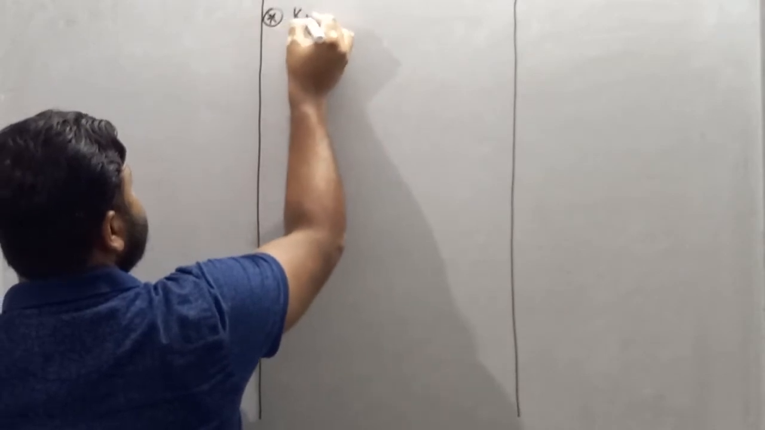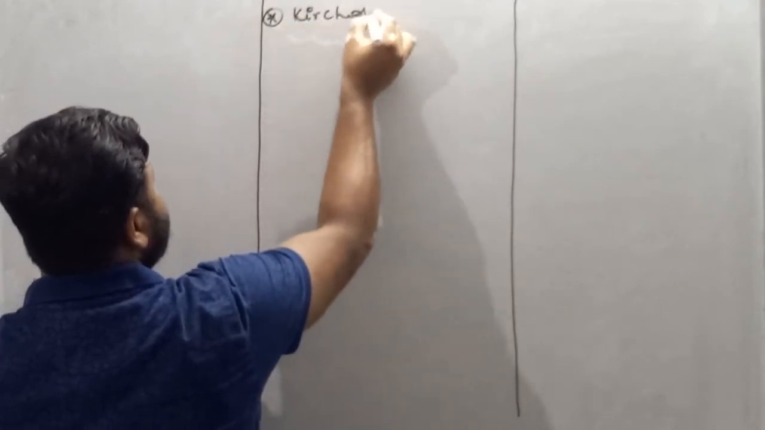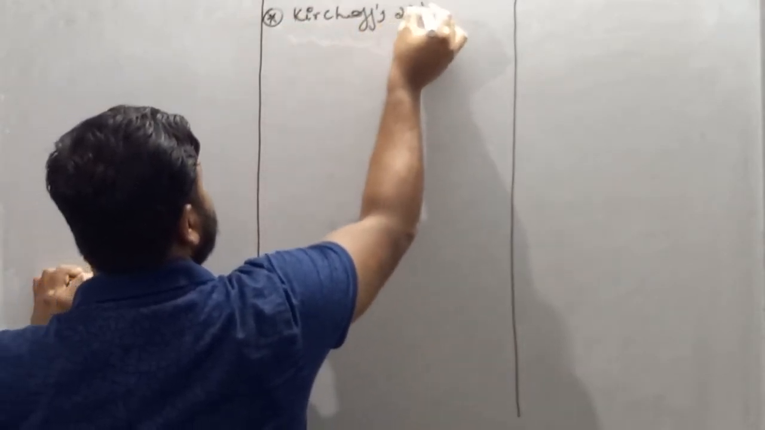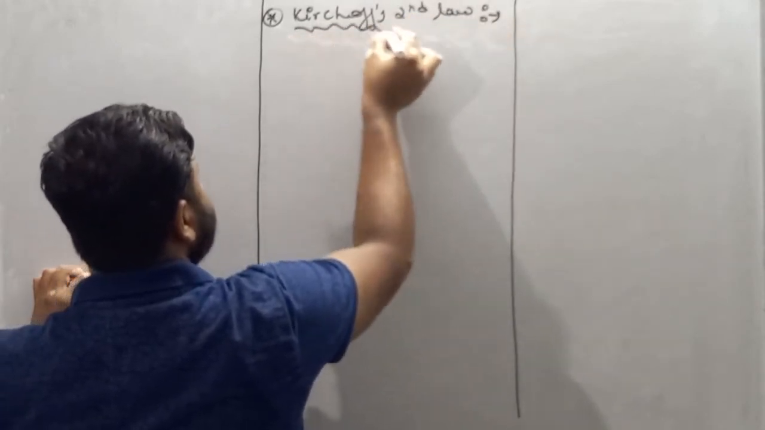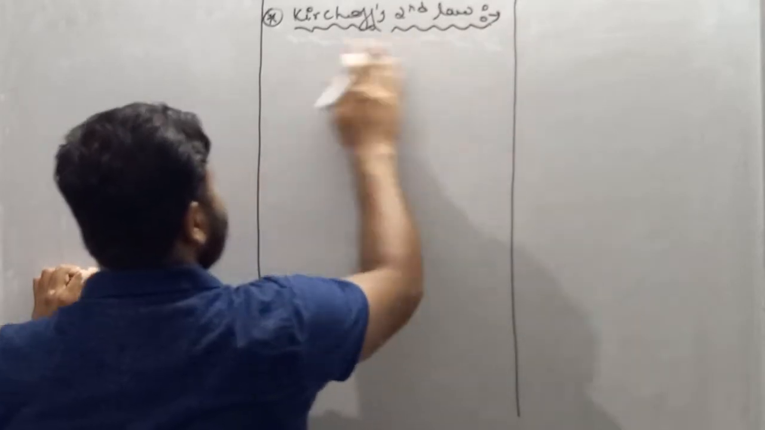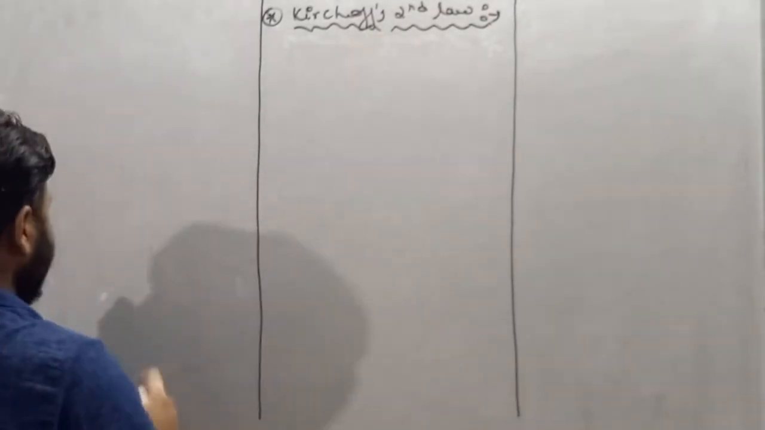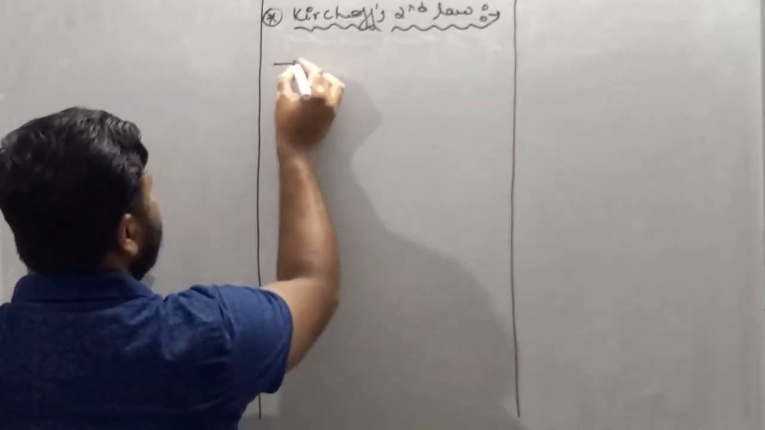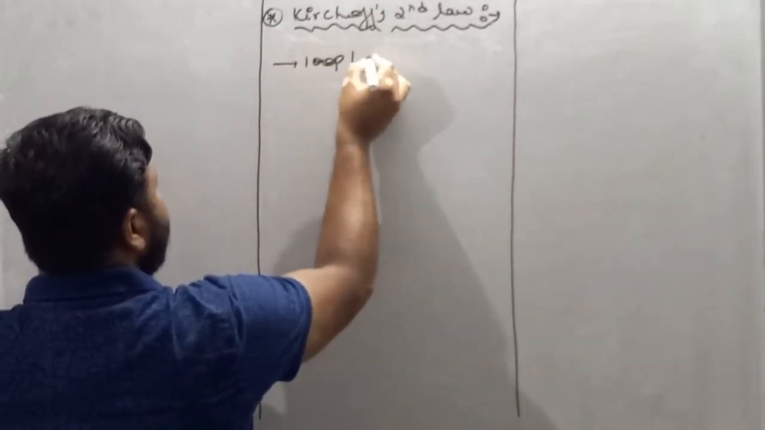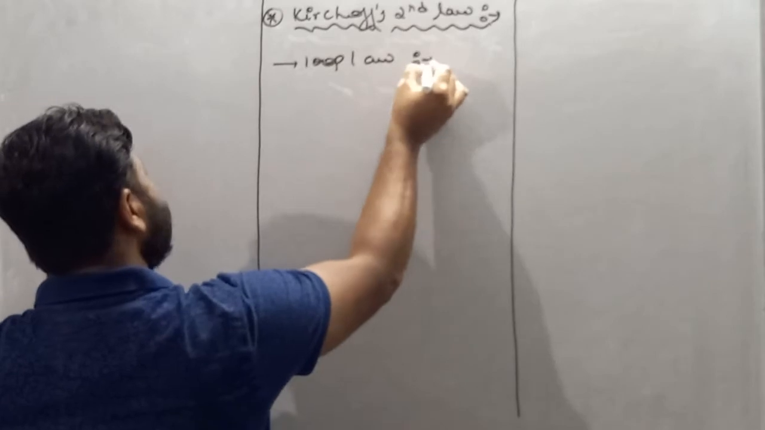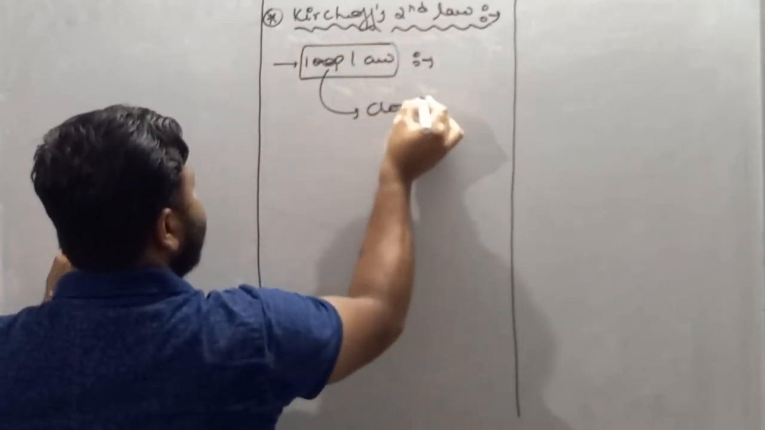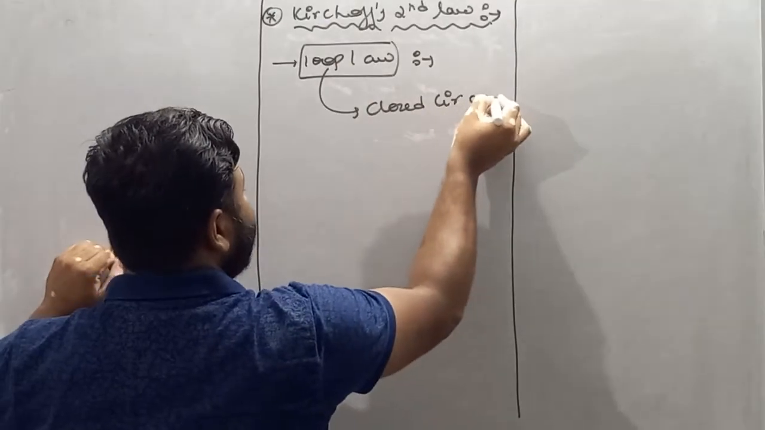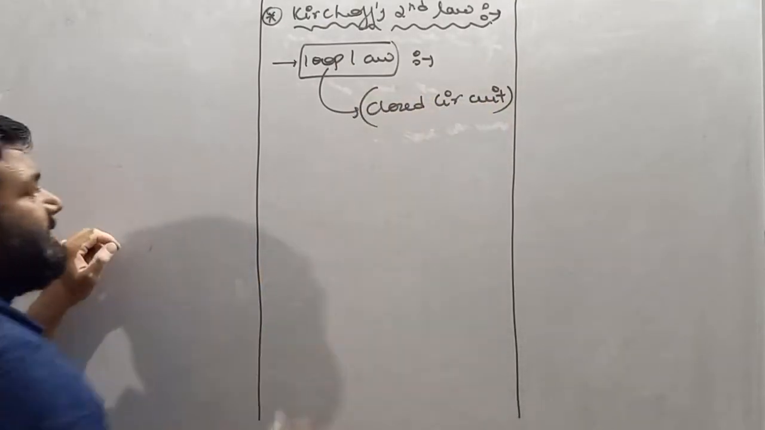So here comes Kirchhoff's second law. Now see what Kirchhoff's second law actually says. Try to understand, dear student. Kirchhoff's second law is also called the loop law. Loop means, dear student, closed circuit. Loop means nothing but closed circuit.